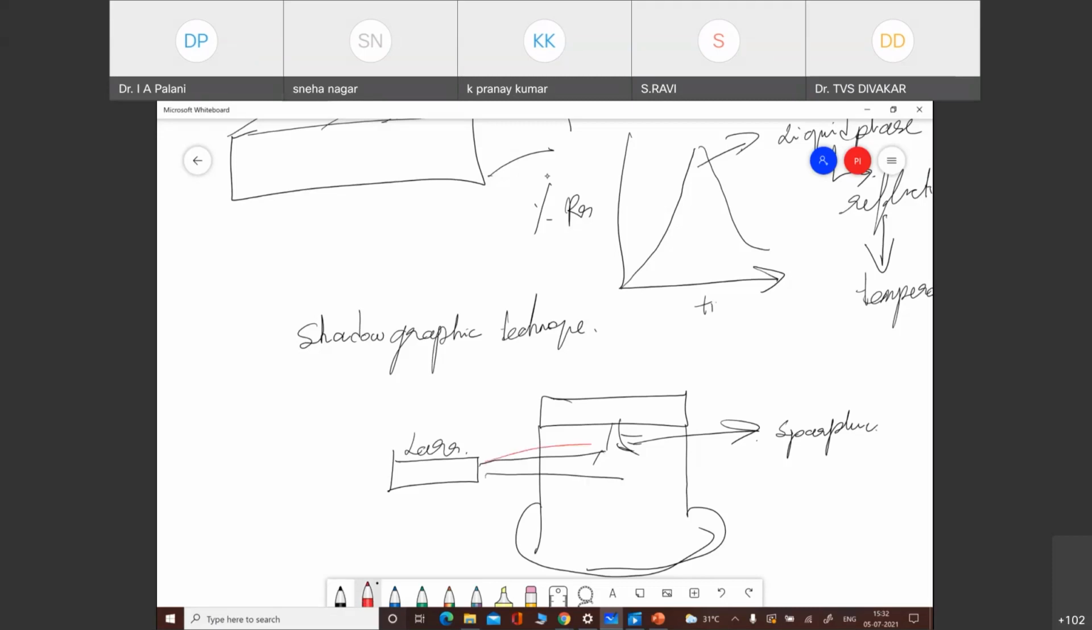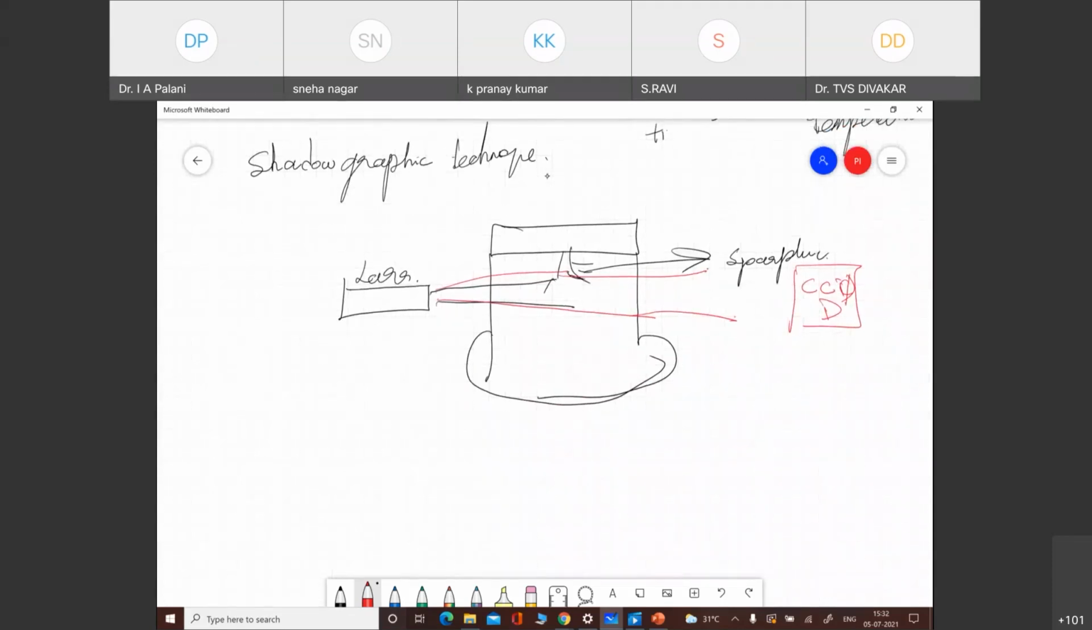In the form of a sheet. And then I keep my CCD camera over here. It's an integrated charge coupled device camera, so basically it's a high speed camera. When there is sparking happening, you are trying to capture the shadow using this ICCD camera. The interesting part is, when you capture the shadow from this ICCD camera, you can see how your shadow behaves.